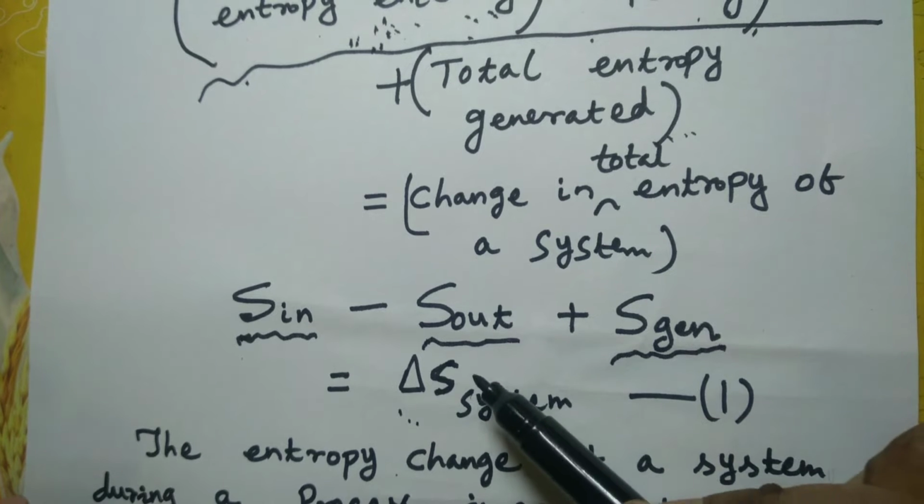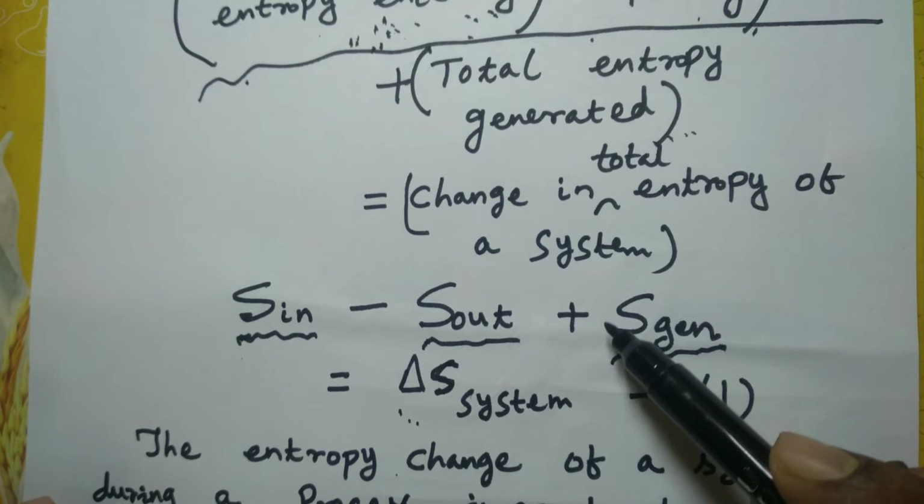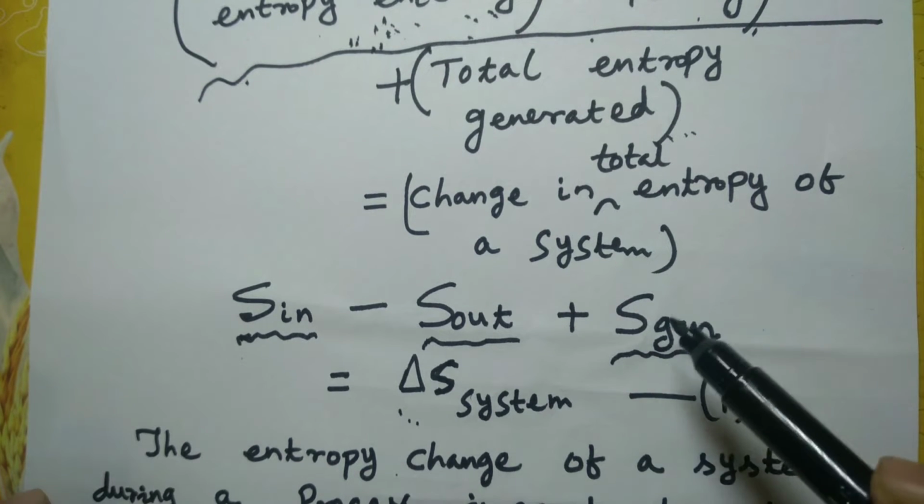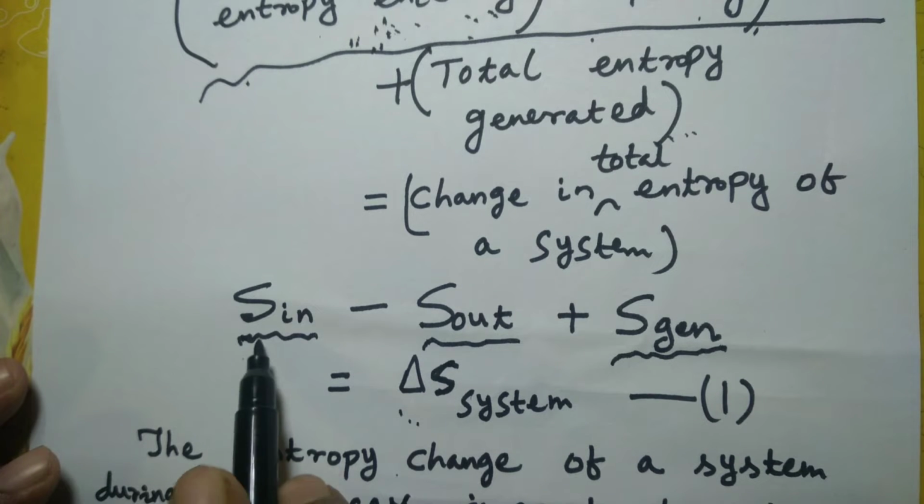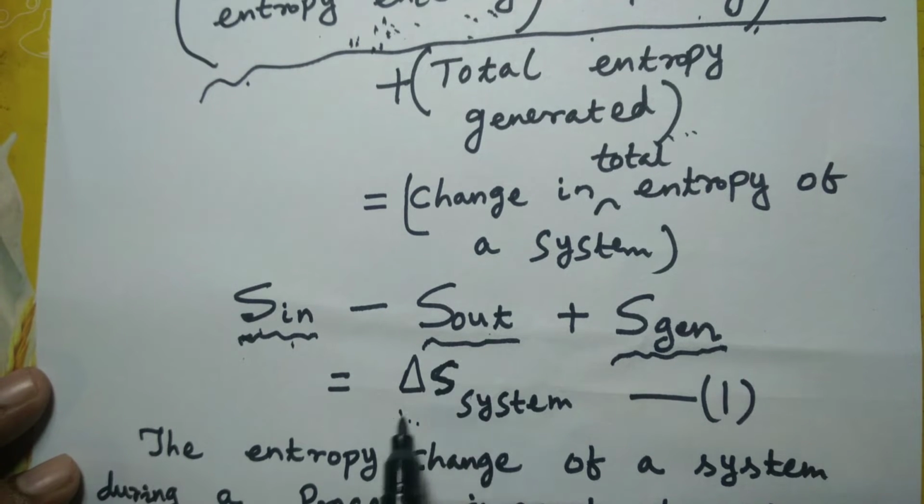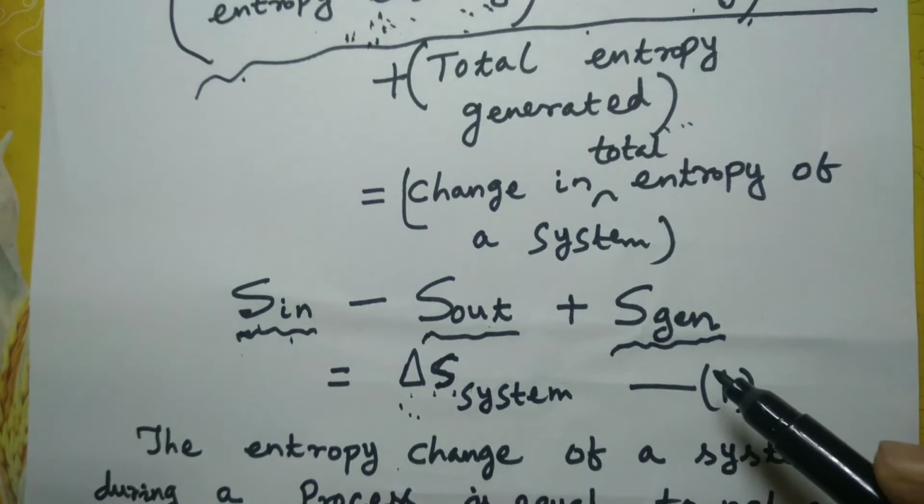Had it been an energy balance, then there would be no energy generation term. For energy, the equation would have been E in minus E out is equal to delta E of system. There is no energy generated in any kind of system. So entropy can be generated, but it cannot be destroyed. But energy can neither be created nor can it be destroyed.